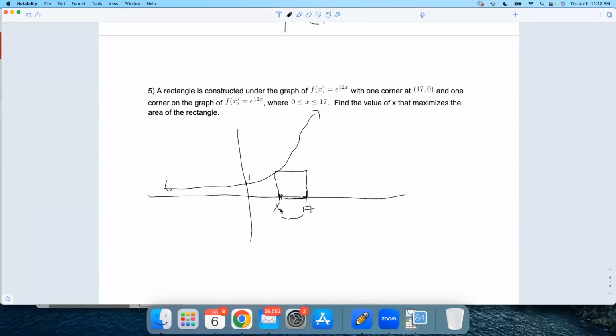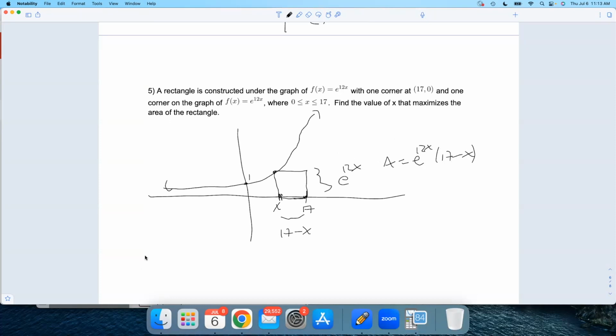So here's my width. That width right there is 17 minus x, because this is 17, this is x, so that's 17 minus x. And the height is the function value. That height right there is e to the 12x, whatever that x value is. So area will be e to the 12x times 17 minus x. And now that's what we want to maximize.